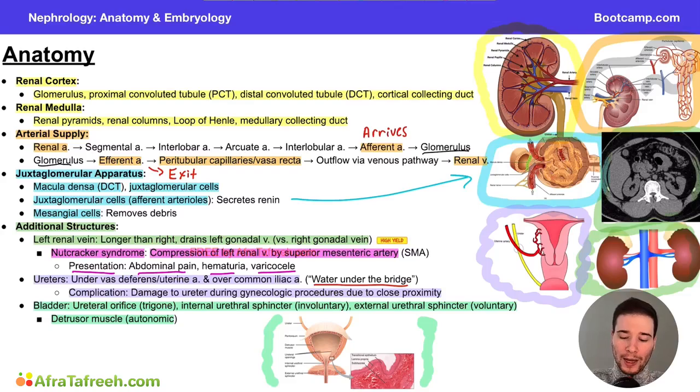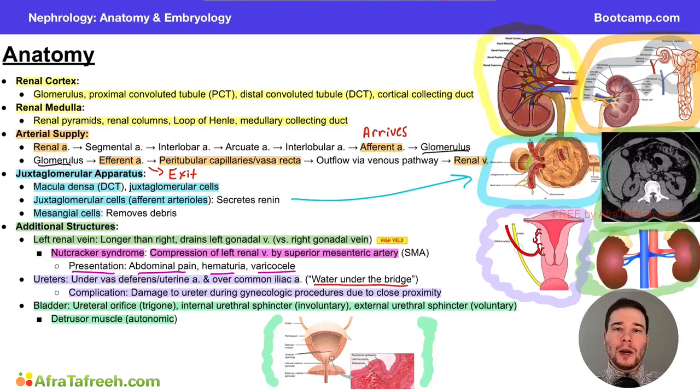And the answer here is likely to be the left renal vein. It's likely being compressed by the superior mesenteric artery because this patient is losing a lot of weight very quickly. 22 pounds in 14 days is quite rapid, and the new onset abdominal pain can be due to the compression of this vascular structure. So just a quick summary for this video.